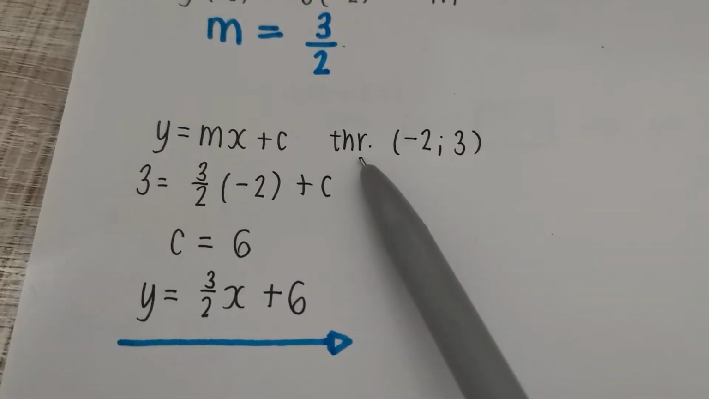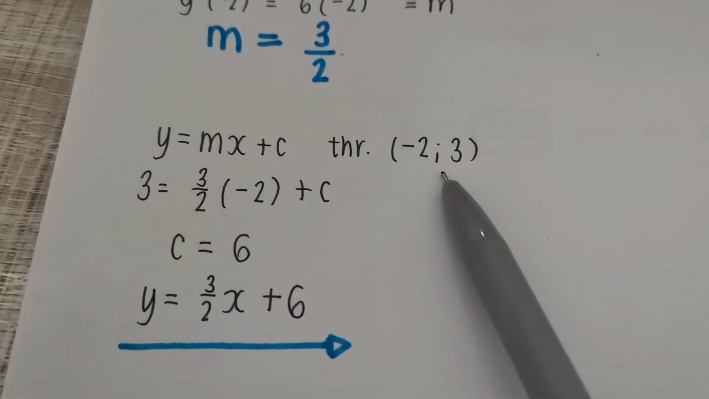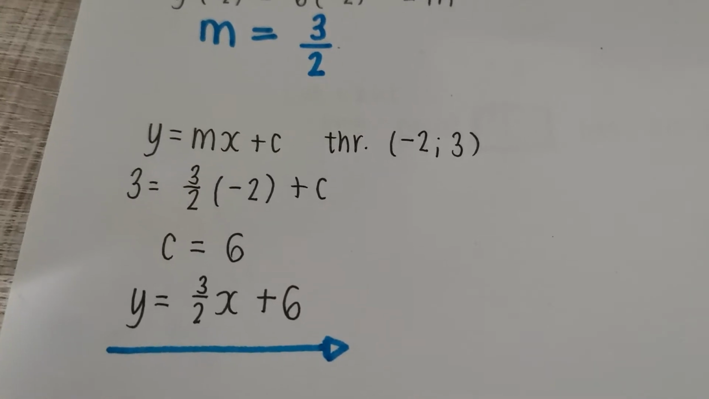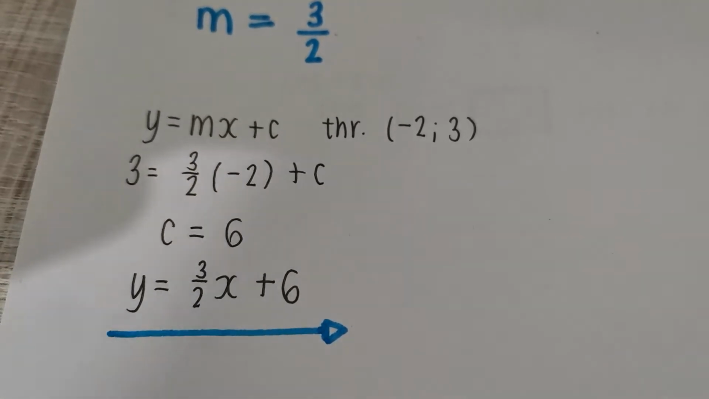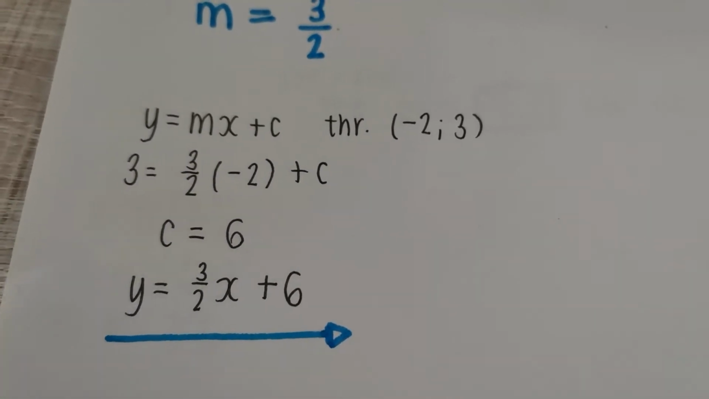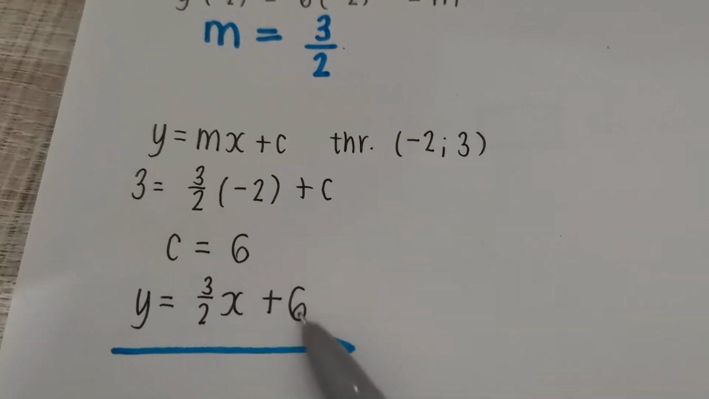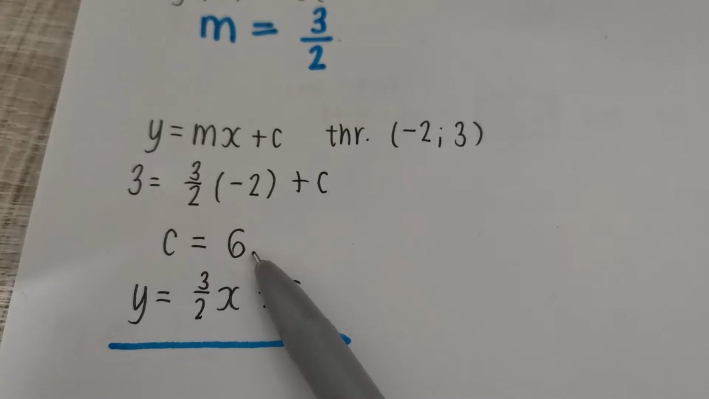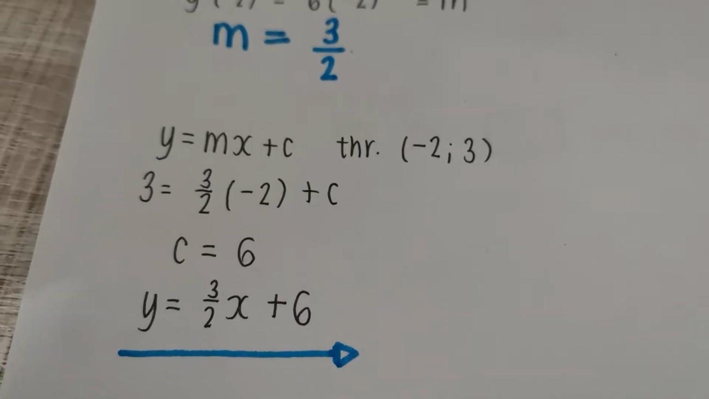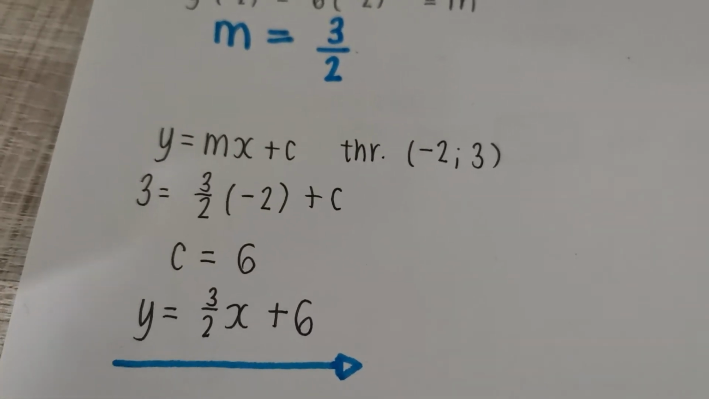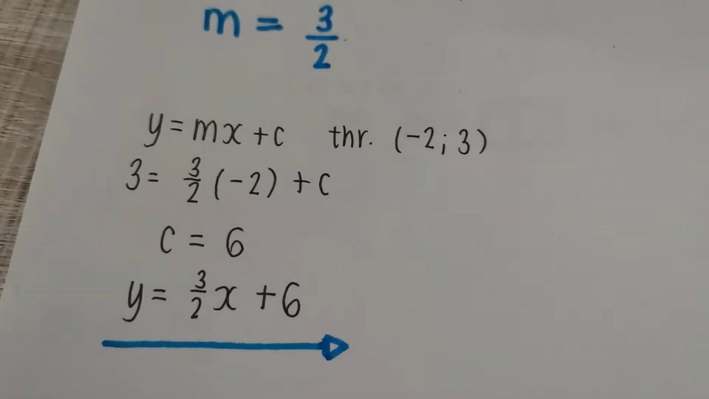I told you guys I like to write through whichever point I'm working with. You don't know who's marking your paper at the end of the year, so try and make your paper as easy to mark as possible. I solved for c and then rewrote my equation. And that's how we find the equation of the tangent.